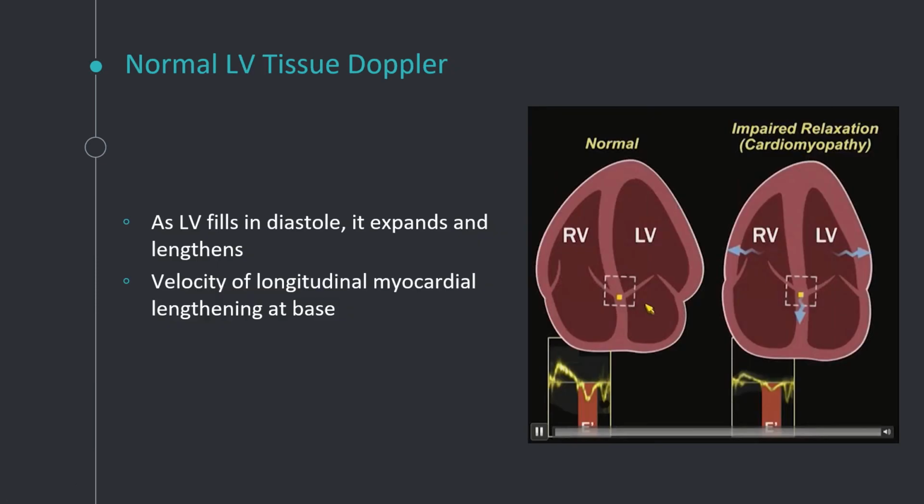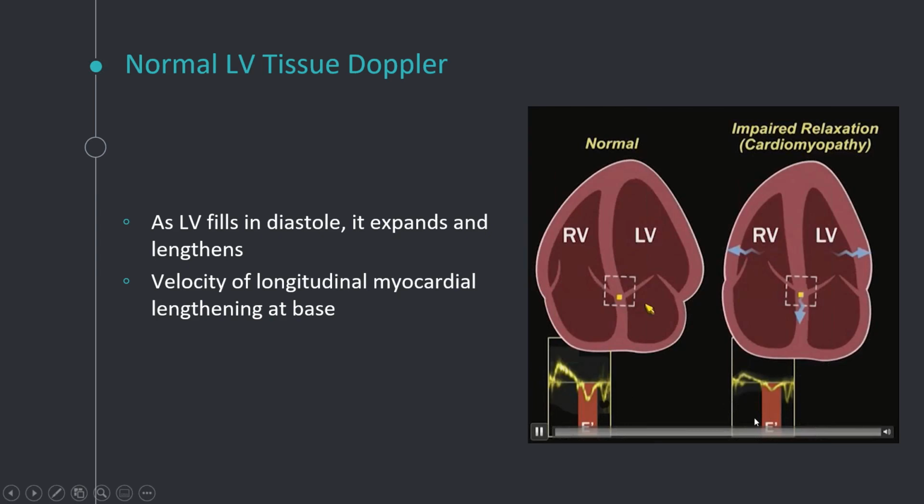And then we get to a fascinating tissue Doppler. We're applying the same Doppler principle, but we're applying it to the tissue. As you can see here, imagine this yellow dot. In a normal heart, this yellow dot would be moving up and down quite extensively. The excursion would be quite great. In impaired relaxation, it's going to be a little bit less.